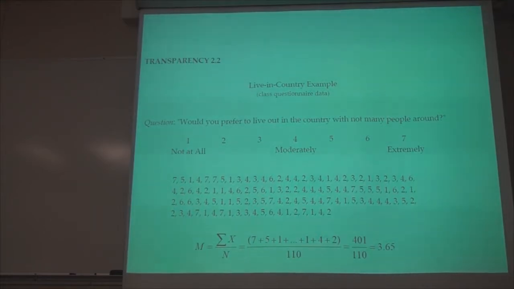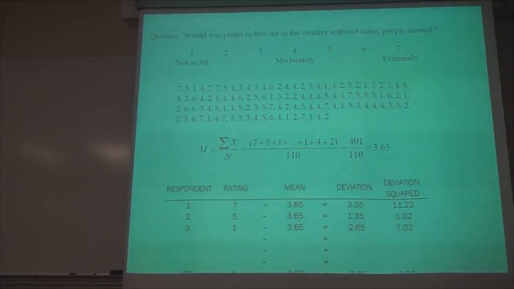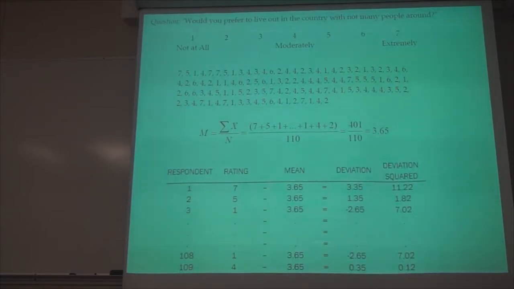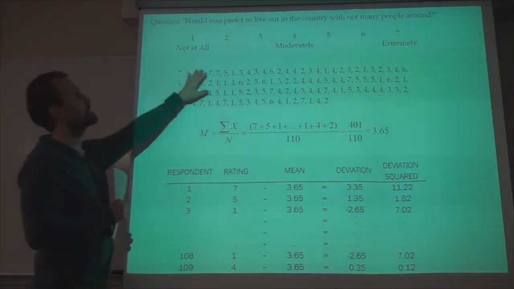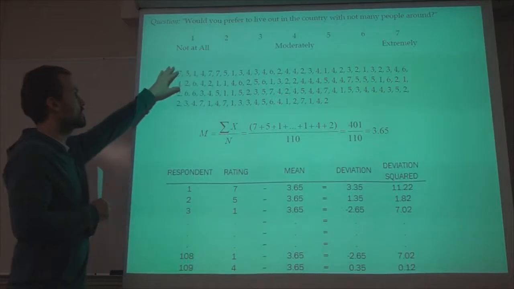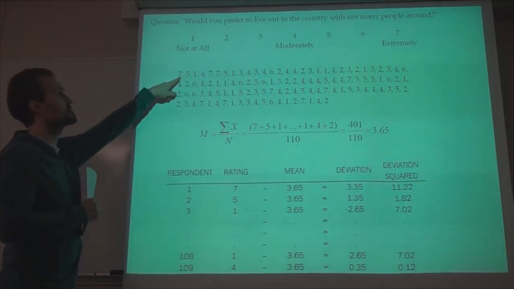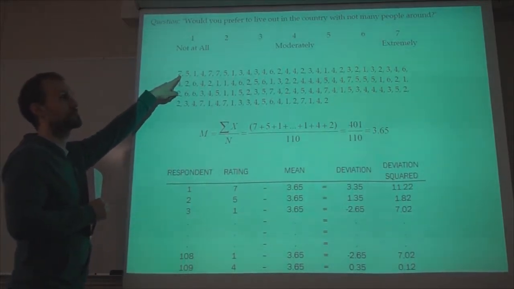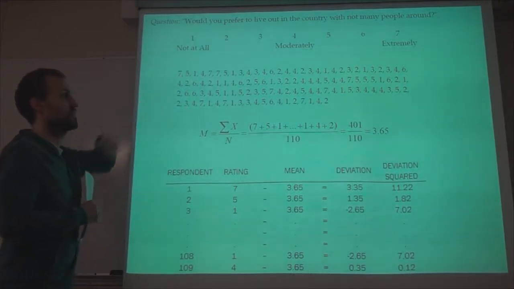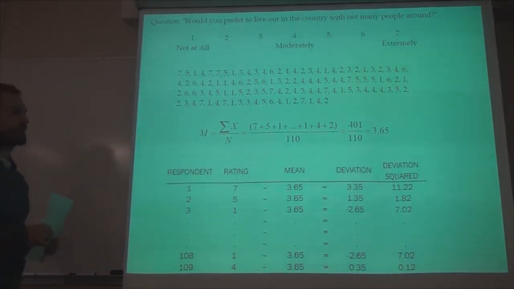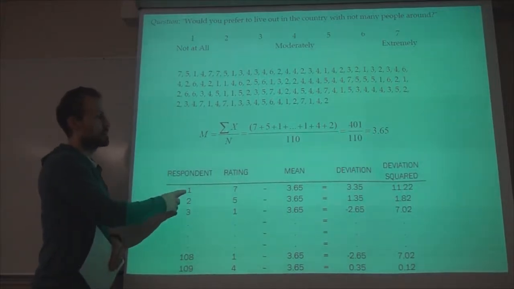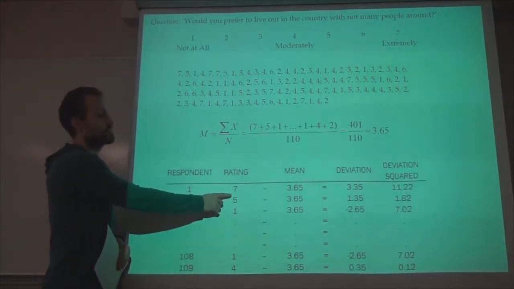So, let me think. If I look at the following calculations, I have my 110 people here that were surveyed. If I look at them one at a time, the first person's score was 7. That person definitely wanted to live in the country. They had very strong feelings towards that. So person number 1 had a rating of 7.